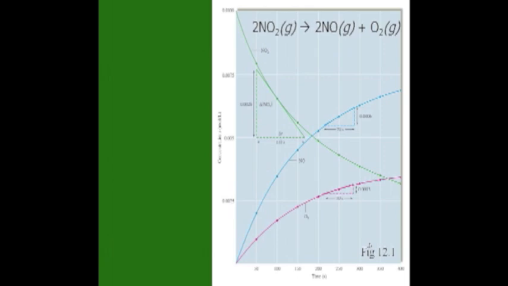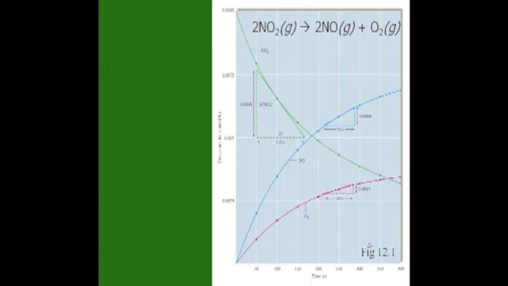Recall that a tangent is a straight line that touches the curve at one point along the curve. Finding the slope of that line by doing rise over run will give you change in concentration over change in time at that point, or rate.